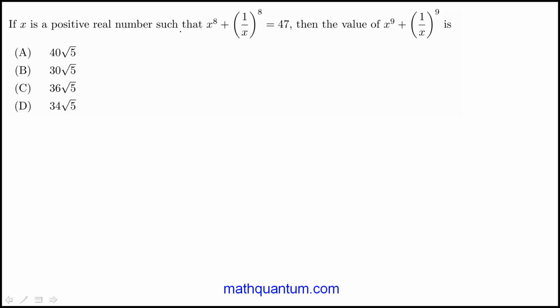So this is a hard question, and the first approach I'm going to show you is by just approximating or guessing a value for that. So we know that x is a number greater than 1, and this piece is going to be really small because it's in the denominator, and you're raising it to power 8. So what we'll do is we'll reduce this to x to the power 8 is 47. And we can just use the square root function in the calculator.